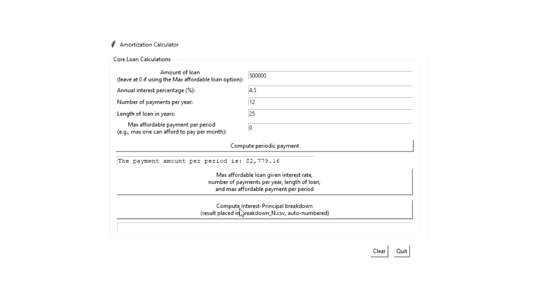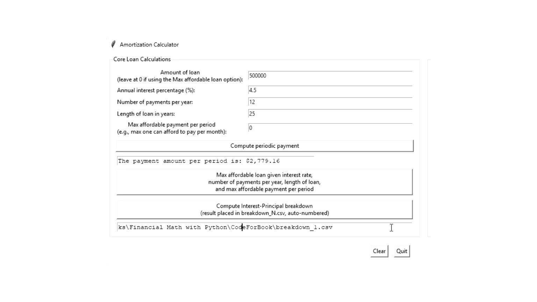And then you can hit this button down here, and this will give you the payments over 25 years in terms of the breakdown, I should say, in terms of how much interest you're paying and how much principal you're paying. And it gets sent to a spreadsheet. And the file is listed down here.